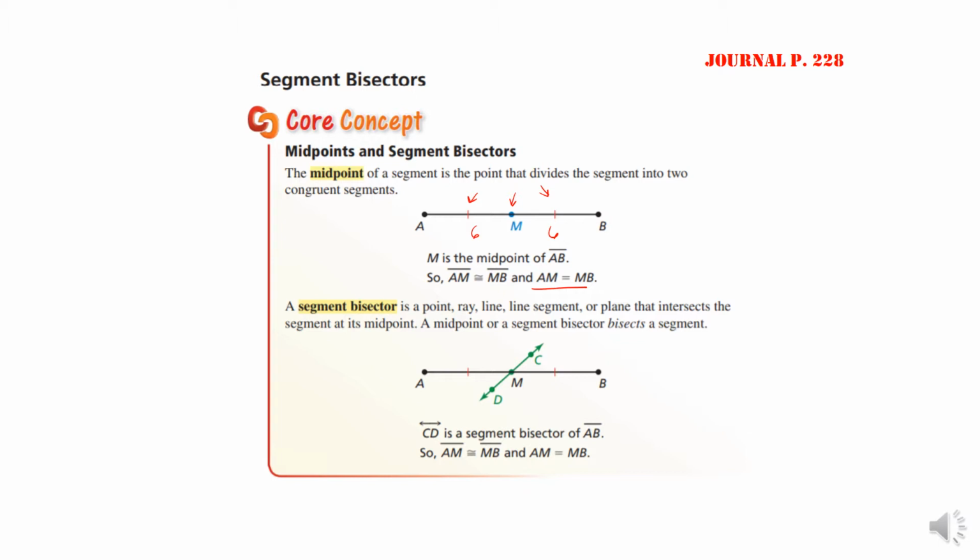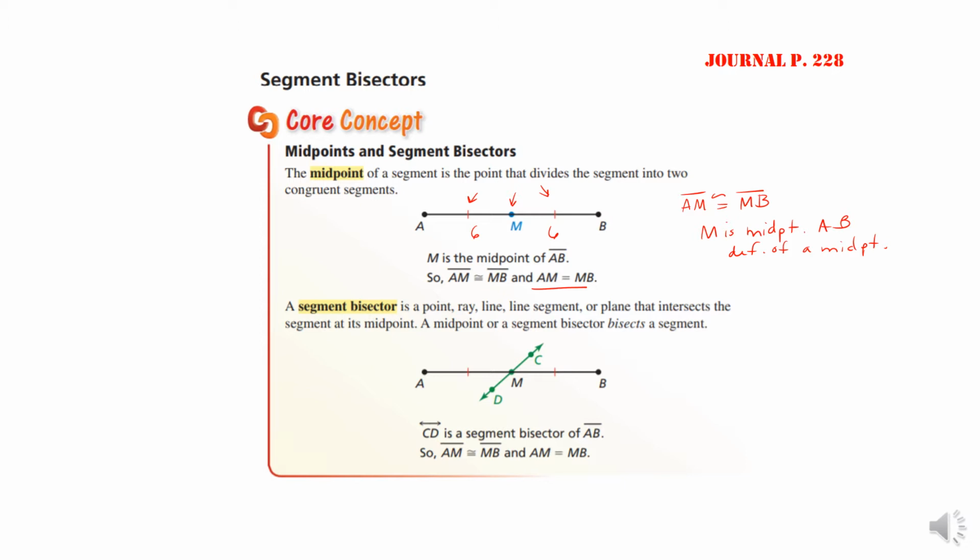So when you start doing proofs, if you were given that AM is congruent to MB, then you could say M is the midpoint of AB by definition of a midpoint, okay? Because a midpoint cuts it into two equal segments. So these are the kind of things you use in proofs, okay?